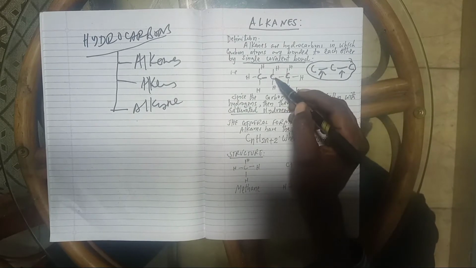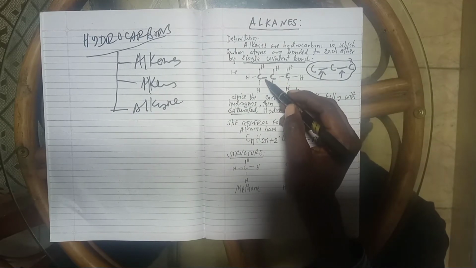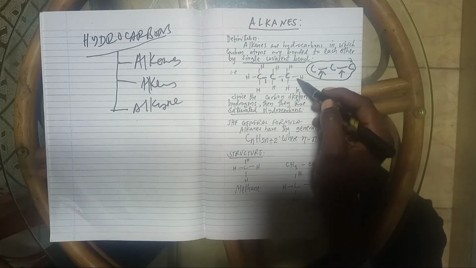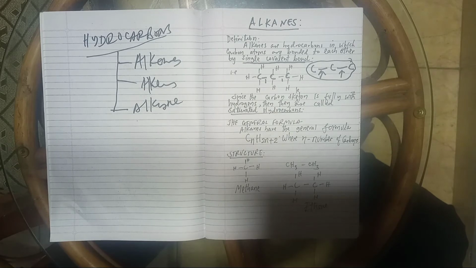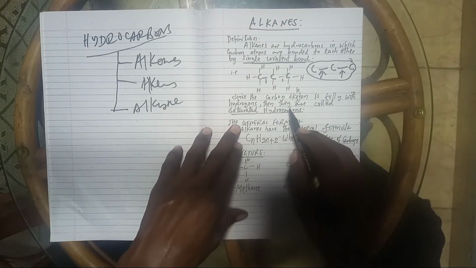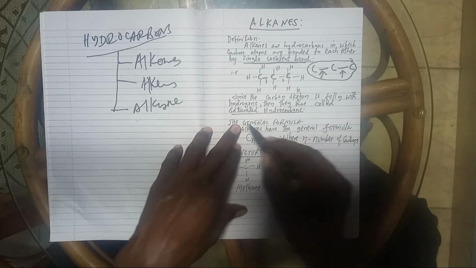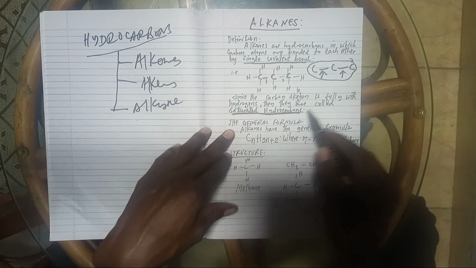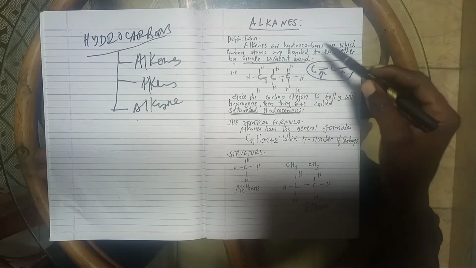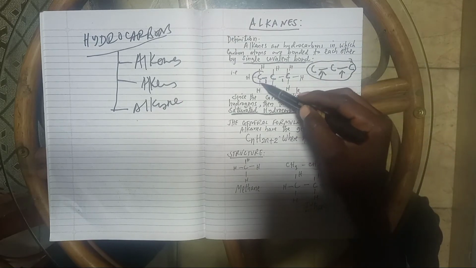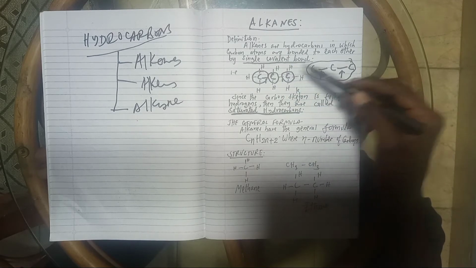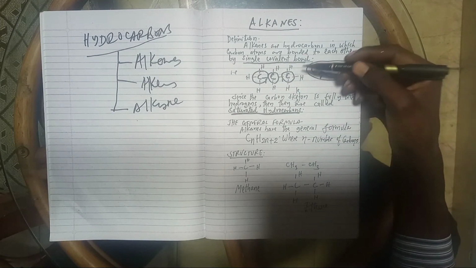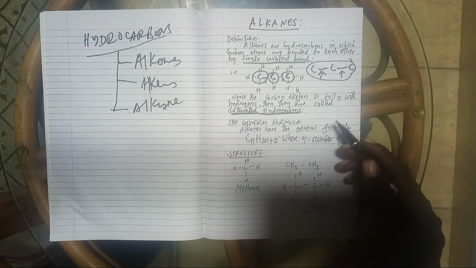Kwa hiyo carbon na carbon zimeunganishwa na bondi moja, bondi moja. Kati ya carbon na carbon ni bondi moja, hiyo tunaita alkane. And since the carbon skeleton is full with hydrogen, then they are called saturated hydrocarbons. Kwa hiyo ukikuta hii hapa carbon na hii hapa carbon na hii hapa carbon zote zinakuwa full joints with hydrogen, tunaziita saturated hydrocarbons.